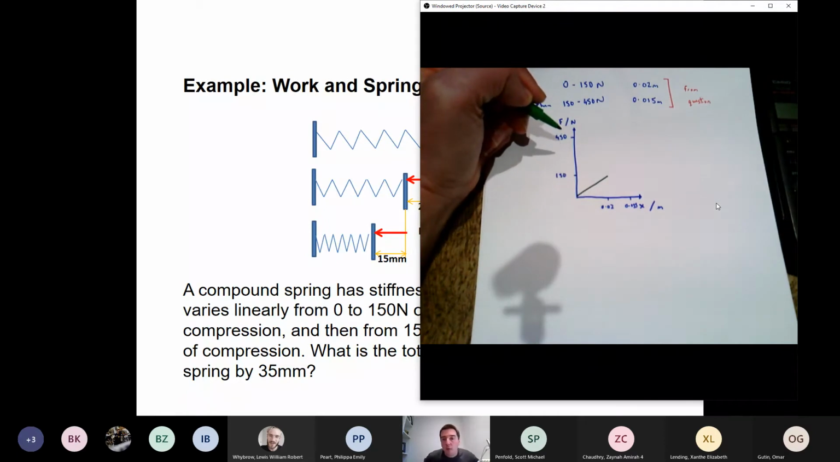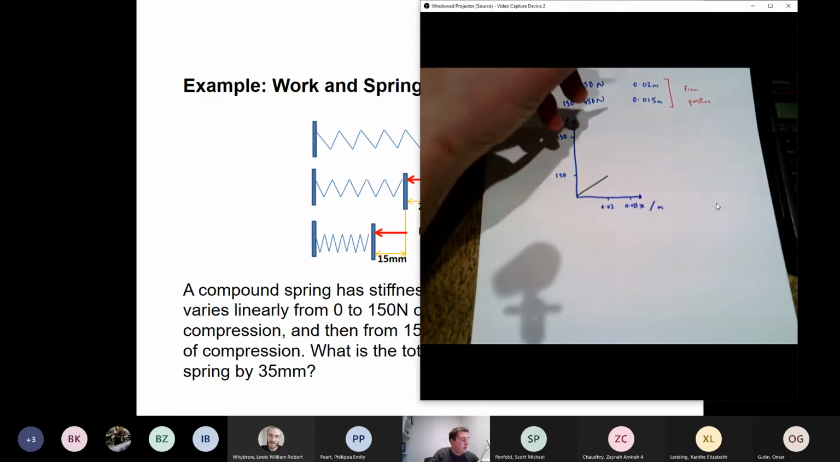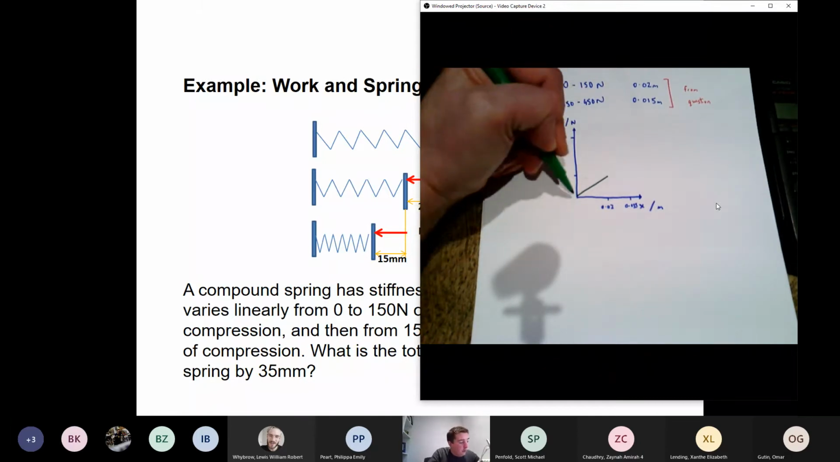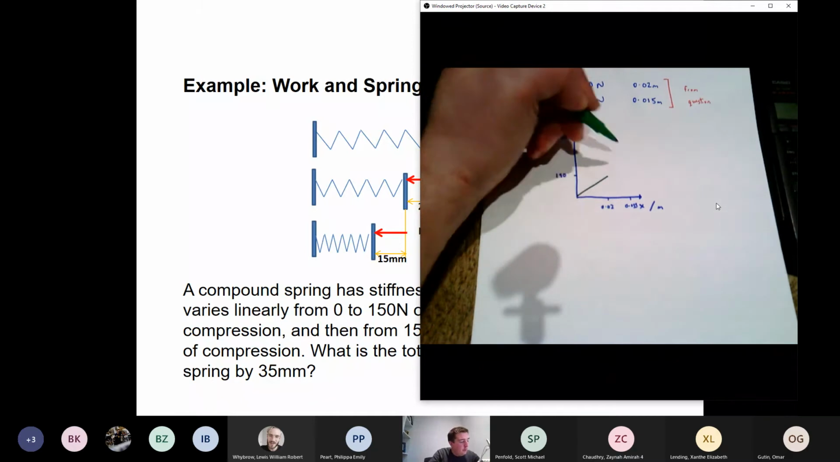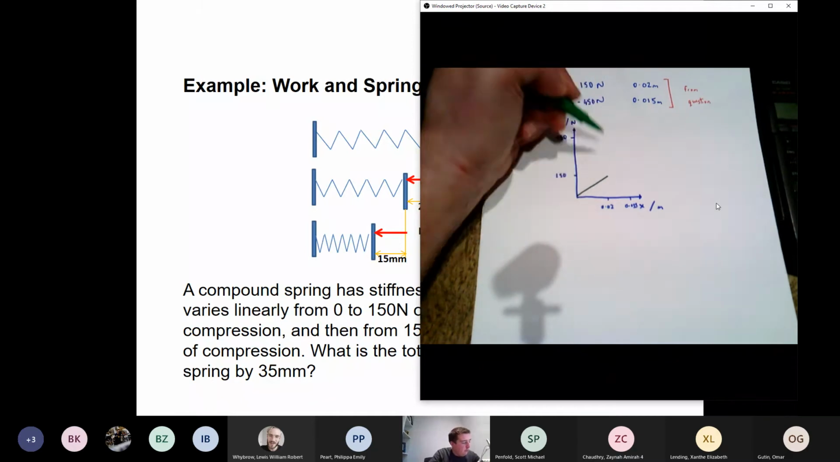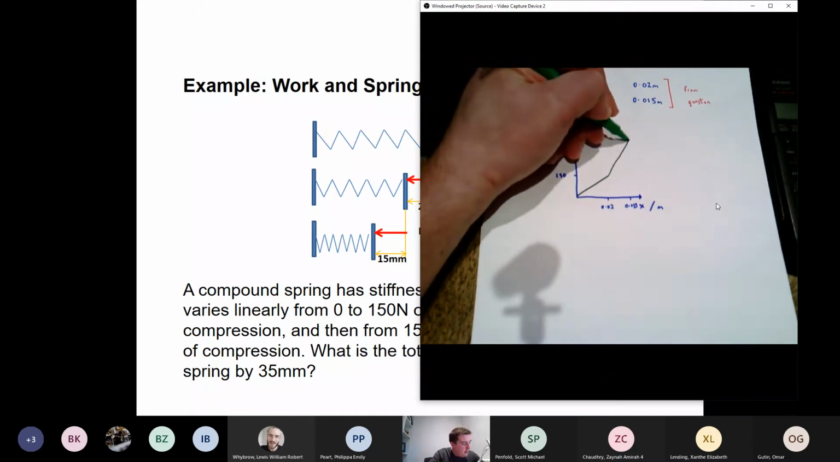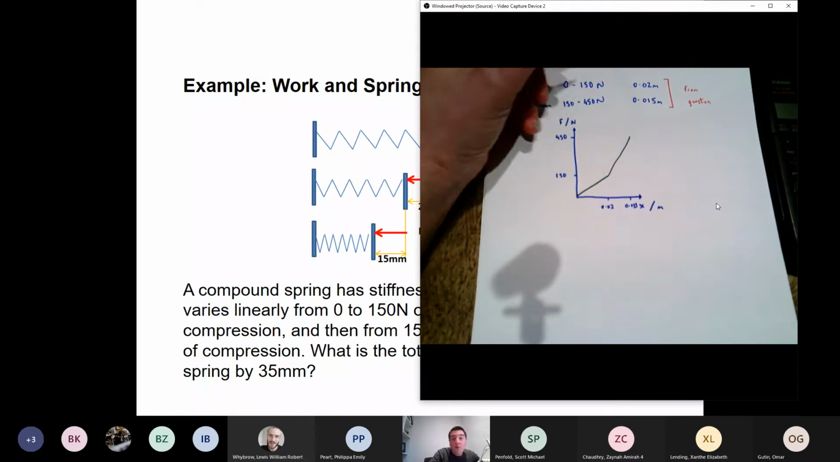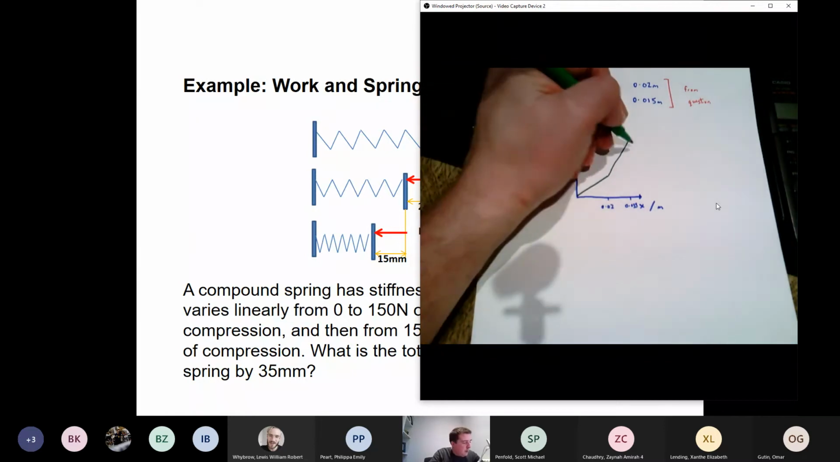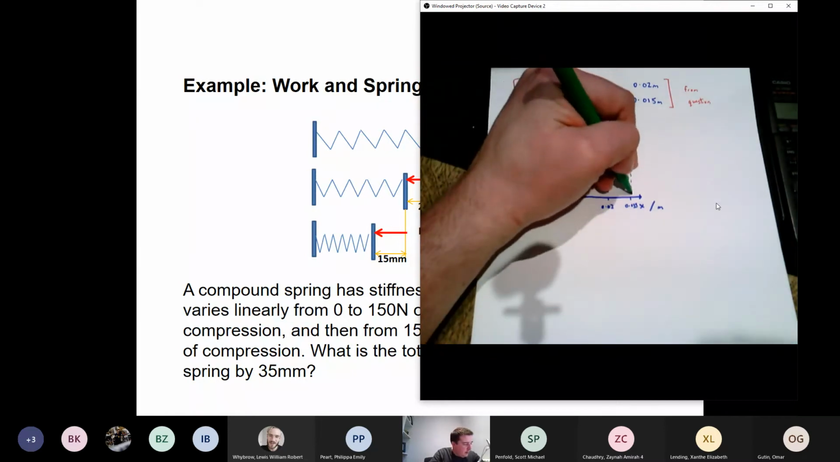You can be okay if you use millimeters instead of meters, but you need to do the conversion somewhere. So maybe you'll end up being a factor of 1,000 out. But let's have a look and see. It goes from 0 to 150 over the first 20 millimeters, and then from 150 to 450 over the next 15 millimeters. So my graph looks something like this.